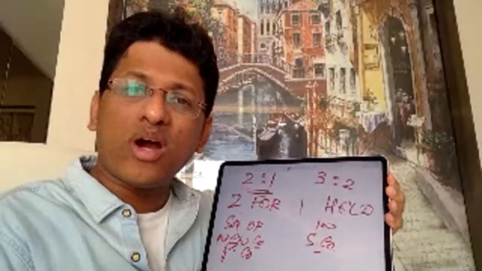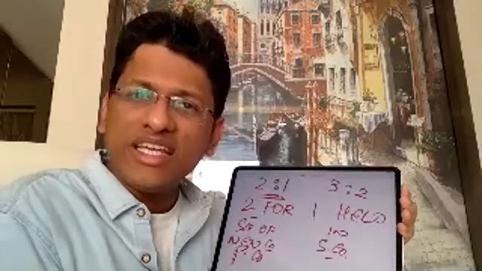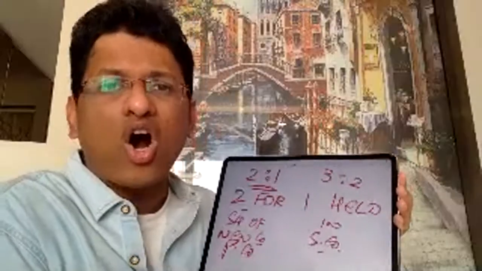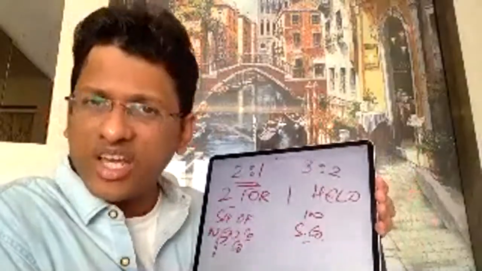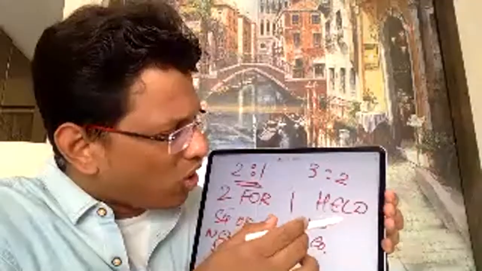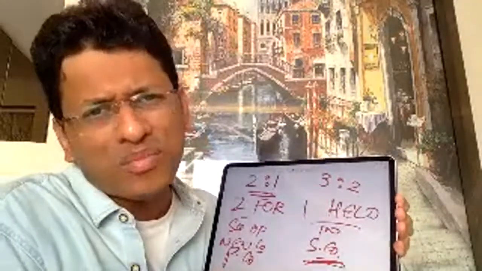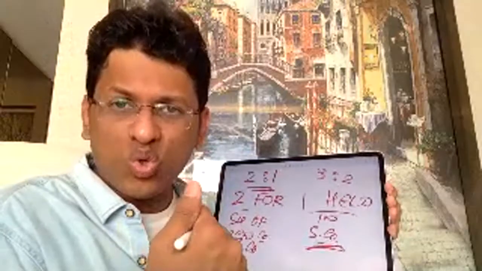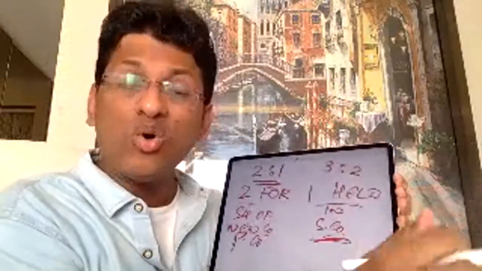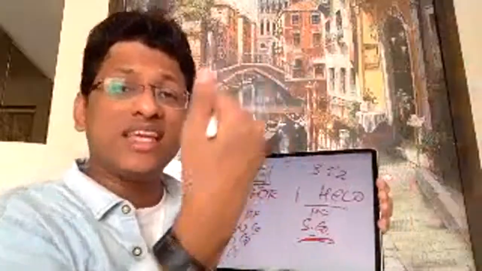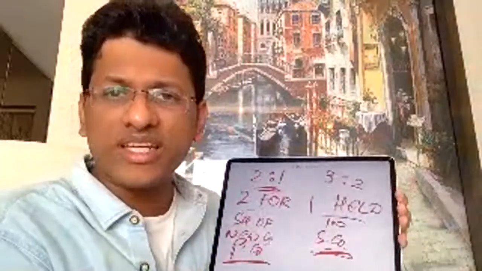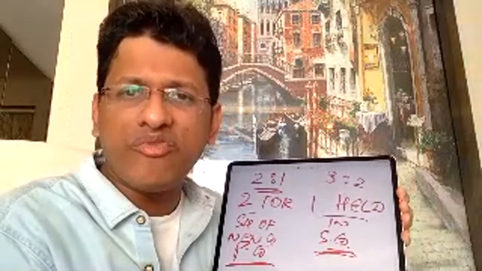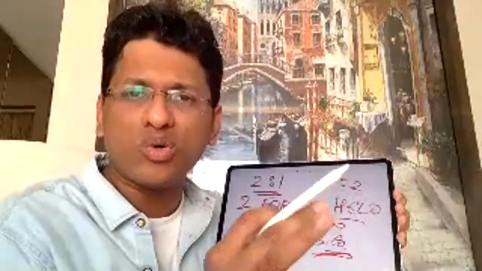2 for 1 held. Where is that person called the shareholder of the selling company already holding shares? The shareholder of the selling company is already holding shares in the selling company. Obviously, right? If you're holding 1, then we will give you 2 shares in the purchasing company. Is everybody clear about this?